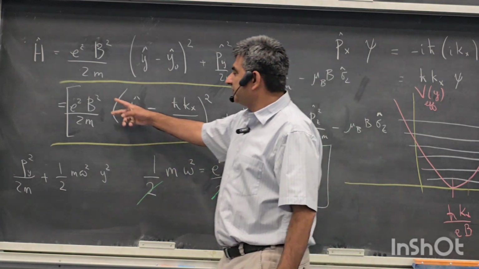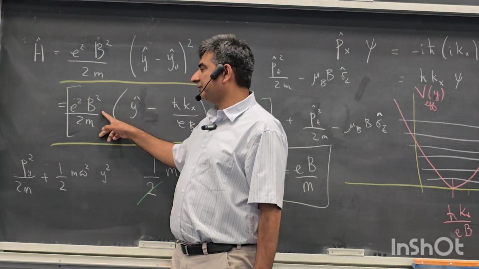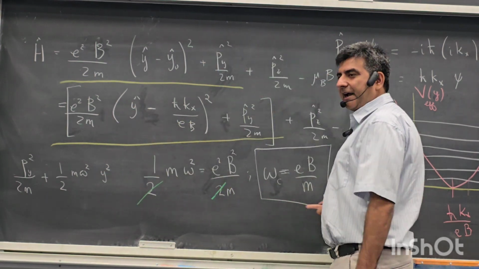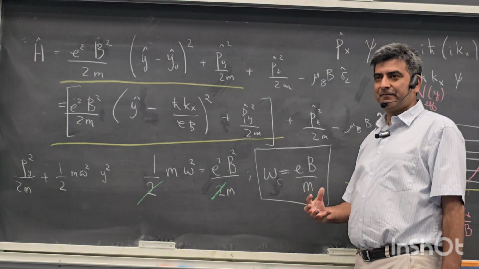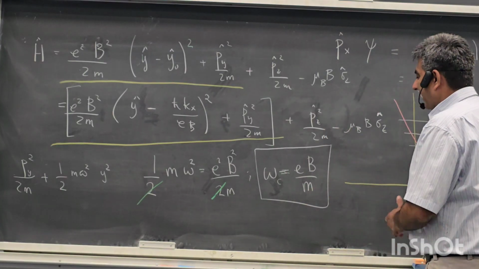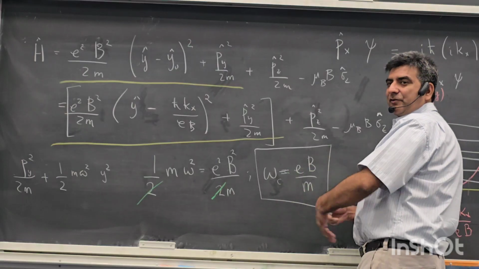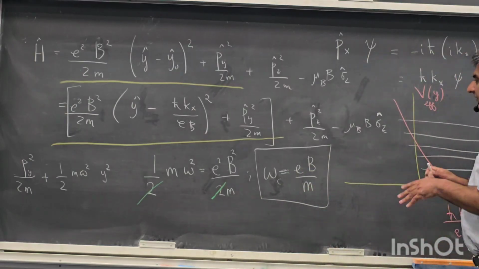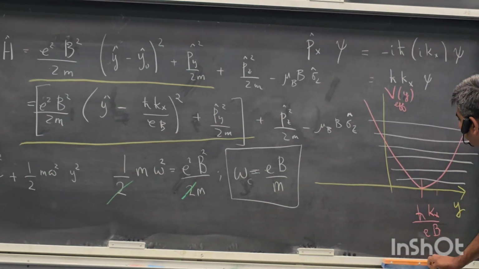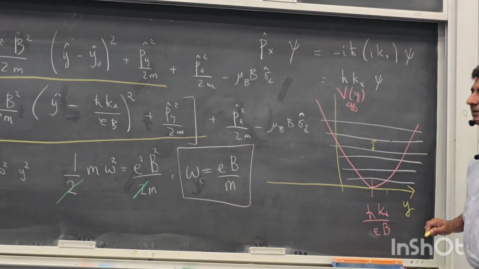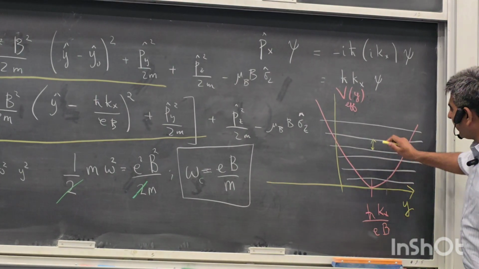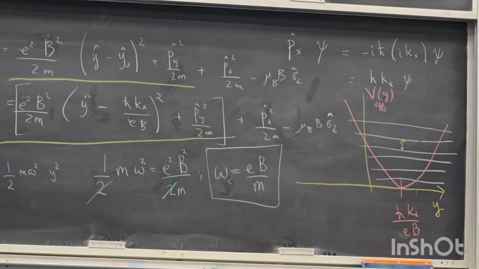So this term is really akin to half m omega square if I make this identification. Omega c equals EB over m. I'm going to explain why this is called the cyclotron frequency. If this is the scenario, then the spacing between any two adjacent levels in this manifold for the harmonic oscillator has to be h bar omega c.